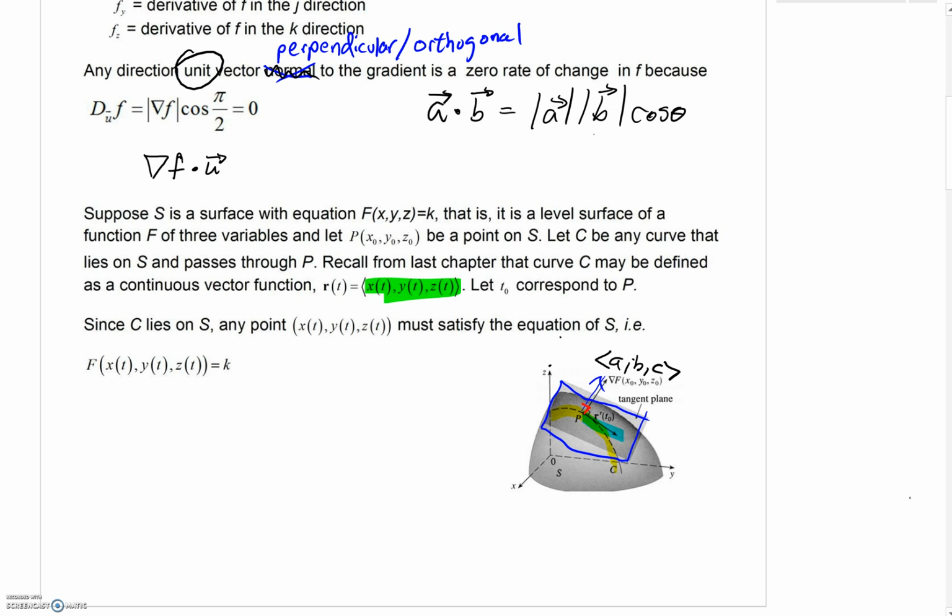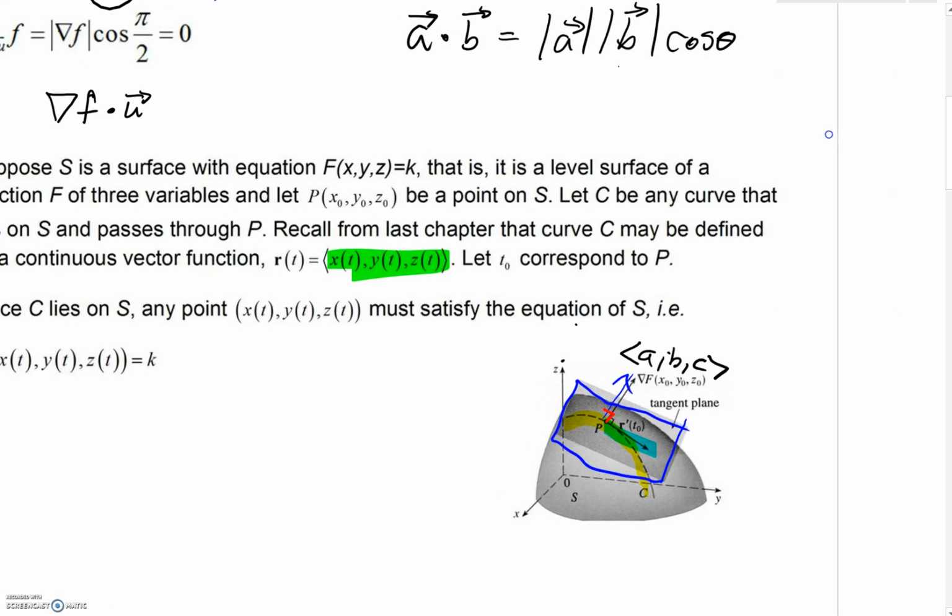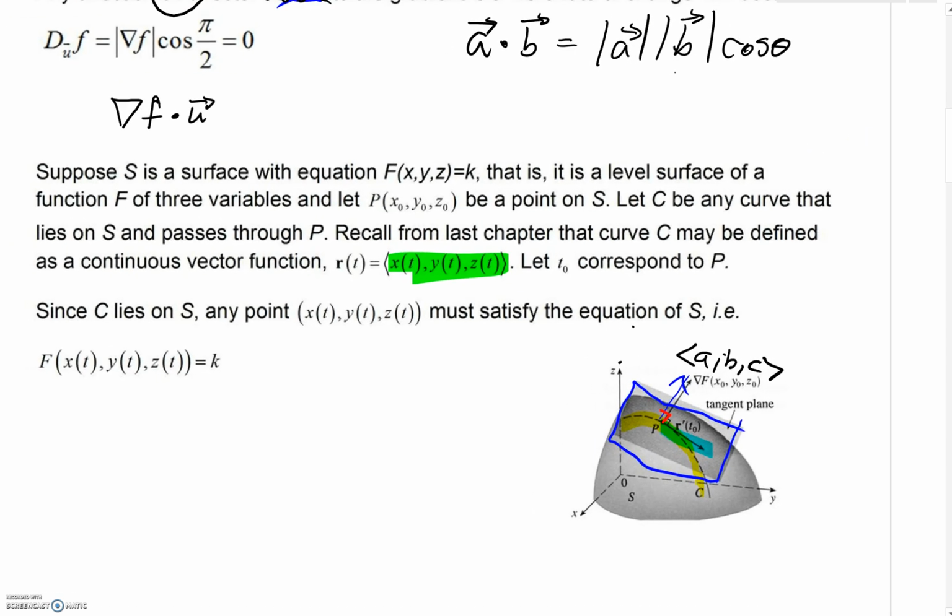So take a look right here. This is actually pulling some old material together, even from our earlier chapters. Suppose that we have a surface, and we have f of x, y, z equal to k. In other words, it's a level surface of a function of 3 variables. Suppose there is a point (x naught, y naught, z naught) on that level surface. Let C be any curve that lies on that surface but passes through that point.